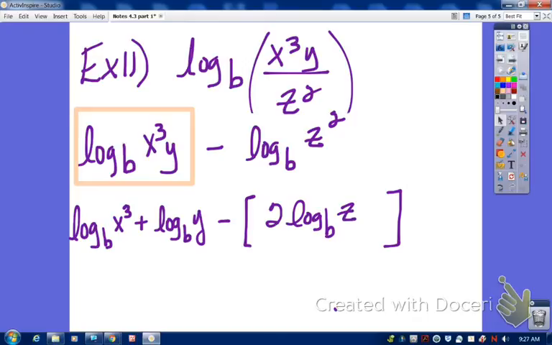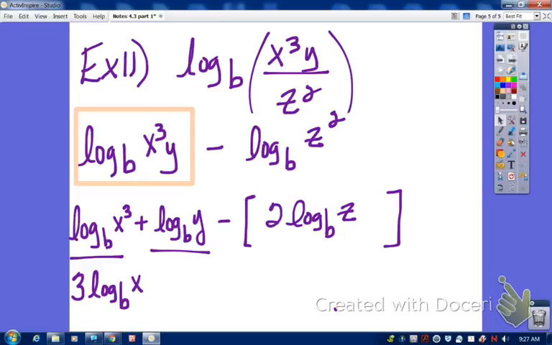All right. Now, we have 3 logs. Will any of them expand any further? Let's look at each one. Will this first one expand any further? Yes, using the power property. So I can bring the 3 out in front. So 3 times log base b of x. That one's expanded as far as it can go.